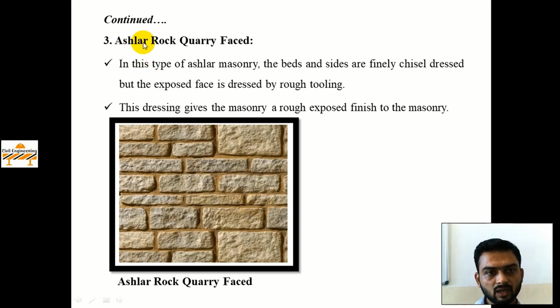Next, ashlar rock quarry faced. In this type of ashlar masonry, the beds and sides are finely chiseled raised, but the exposed face is raised by rough tooling. This is nothing but the exposed face of the stones. This dressing gives the masonry a rough exposed finish as seen in the picture.